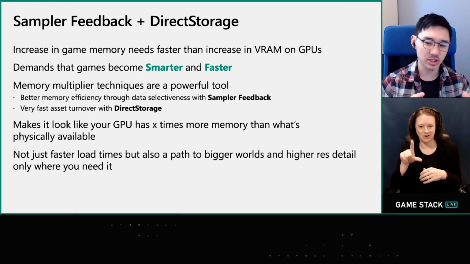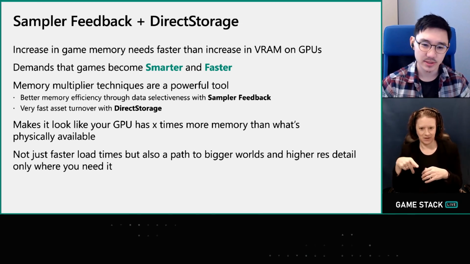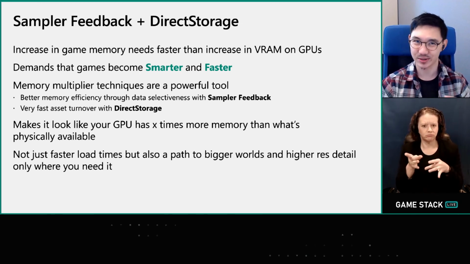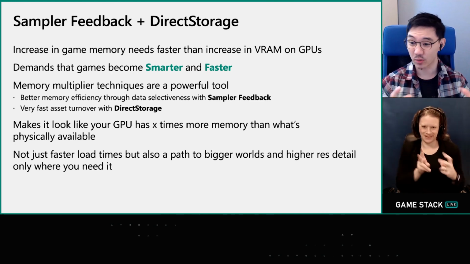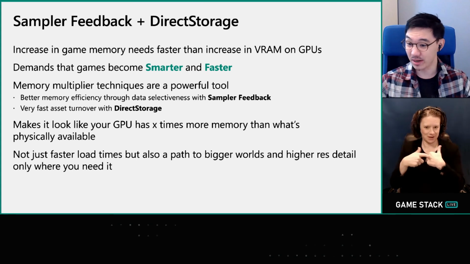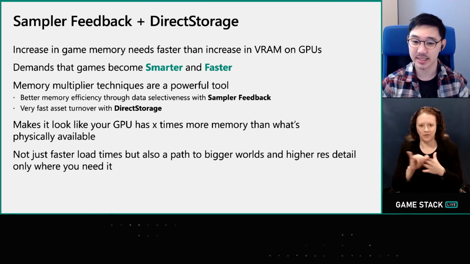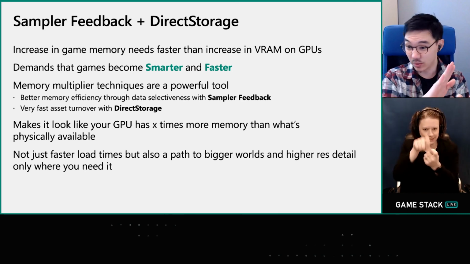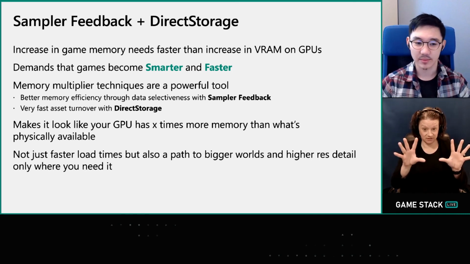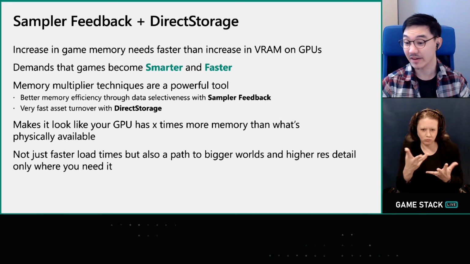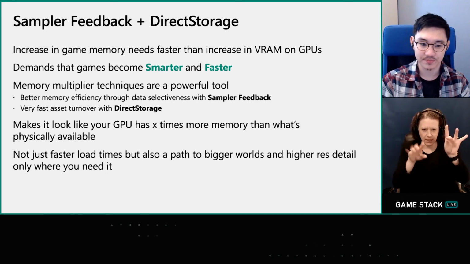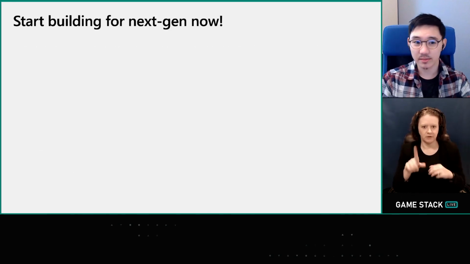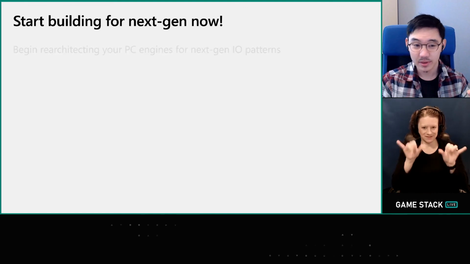And this doesn't just decrease your load times, increase your load time efficiency. It also creates a path to bigger worlds that have a lot more data and detail in them, and higher res detail only where you need it, because you're being very selective as to where you want that high detail. It allows you to essentially have more for the same amount of hardware. And so you can start building for next gen basically right now.